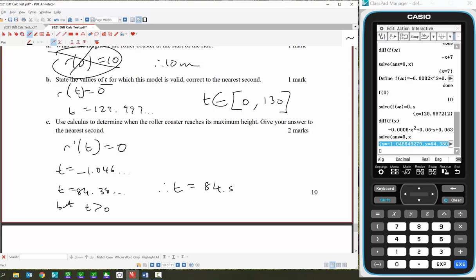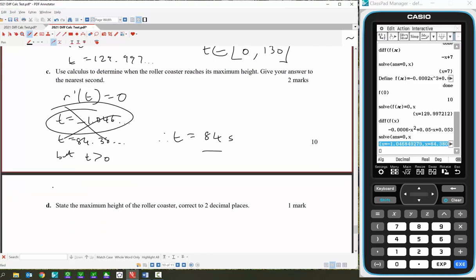84 seconds. So use calculus to determine when the roller coaster reaches its maximum height. It reaches its maximum height there. It can't be the negative one because negative time.